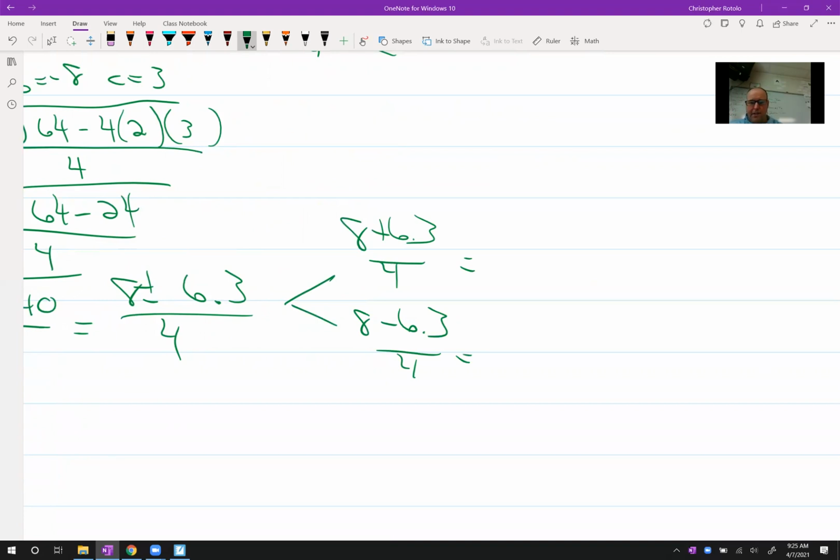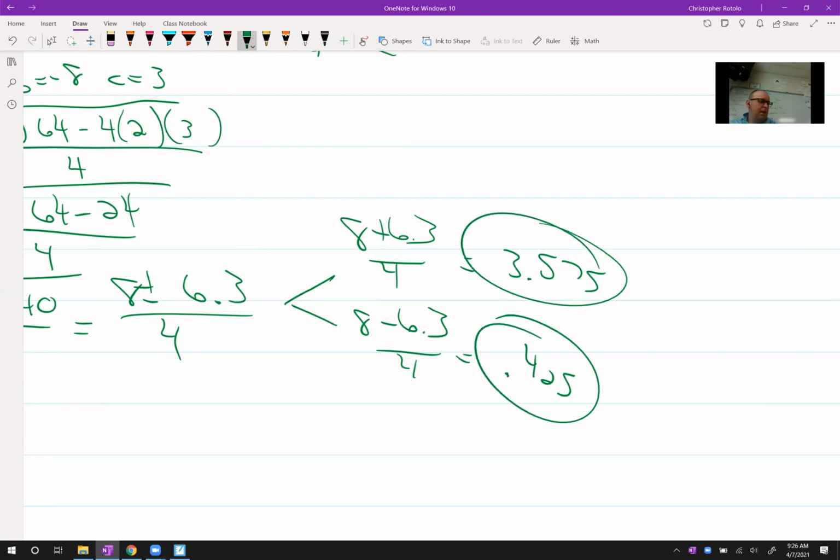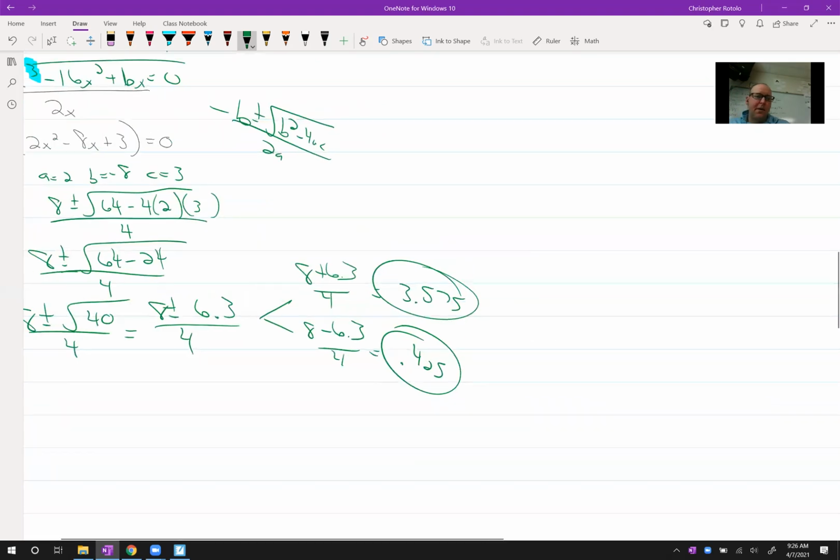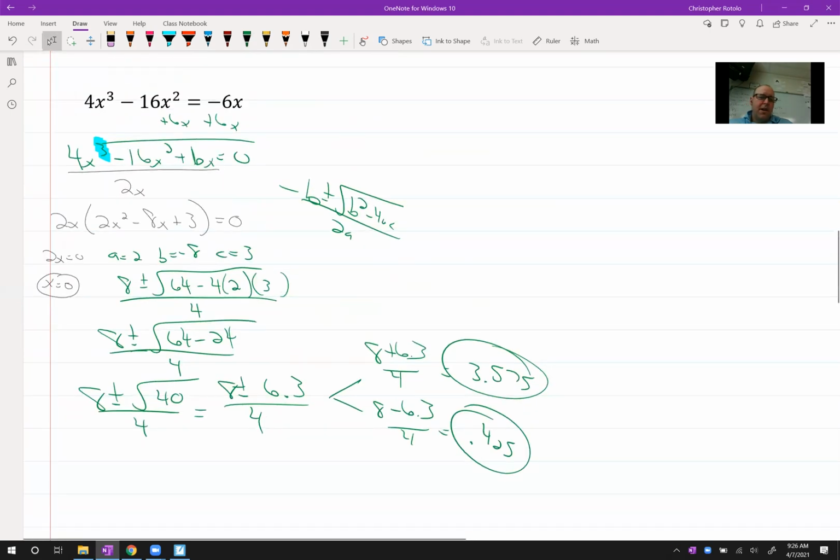All right, so let's take that 8 plus 6.3. Okay, so it's 14.3, but we still have to divide it by 4. So if you can do that as some calculator work, I think that's good. 3.575. And we'll do 8 minus 6.3, and that's going to give you 1.7. But I could divide it by 4. So 0.425 becomes my two solutions. Right, so that's the quadratic formula. That's how we solve quadratics when they're not factorable.